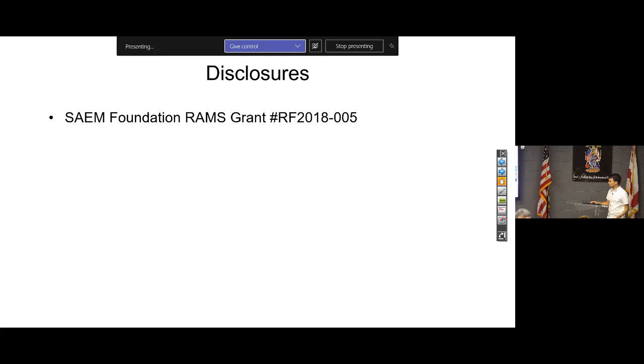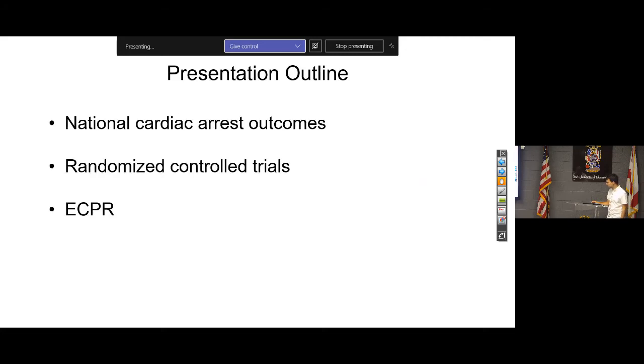So as far as disclosures, I have some research funding to study cardiac arrest by SAEM and have included some of my own data in the talk here today. So we're going to talk national cardiac arrest outcomes since ECPR is part of the talk here. And then research basics itself is too broad of a topic, so we're going to focus on just randomized control trials. Next time I come back, we'll pick something else, especially because RCTs are in the news everywhere right now. And then we'll talk about probably the coolest thing right now in emergency medicine, which is ECPR.